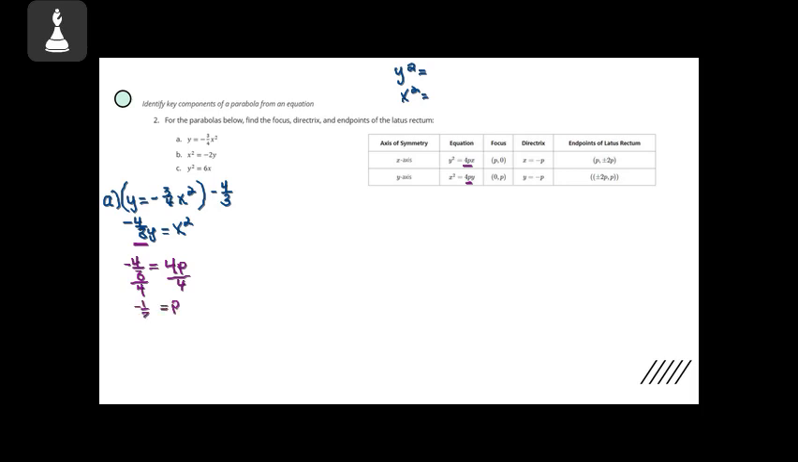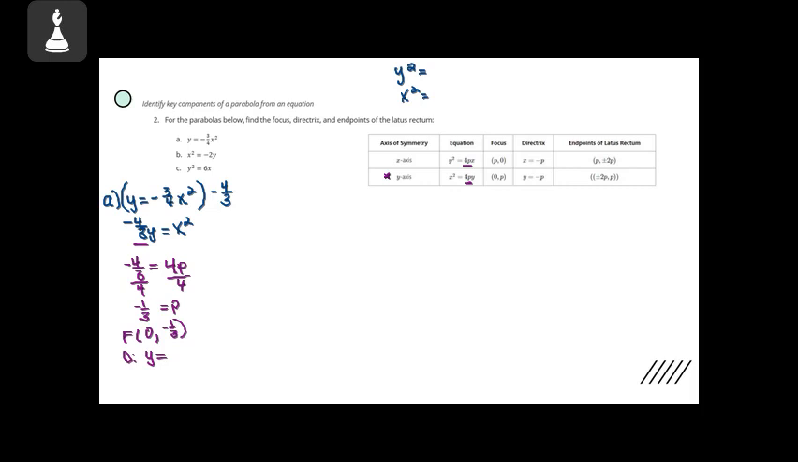Now I can use this p and what we have from our equations over here to find the different pieces we need. So this one is x squared equals 4py. So I'm going to use this guy here. X squared equals 4py. So the focus is 0, comma p. So 0, negative 1/3. The directrix here is y equals negative p. So y equals, well, the opposite of negative 1/3 is positive 1/3.